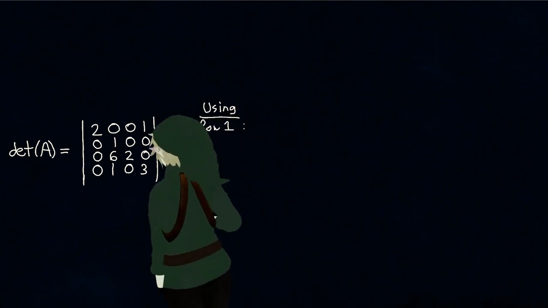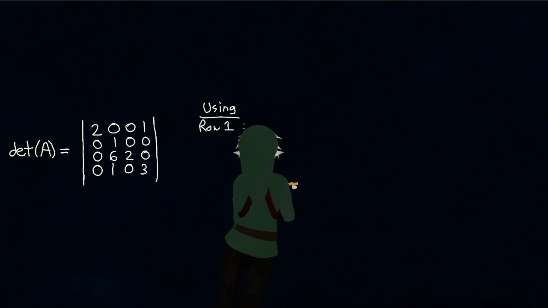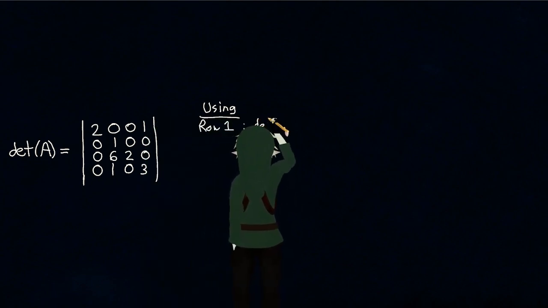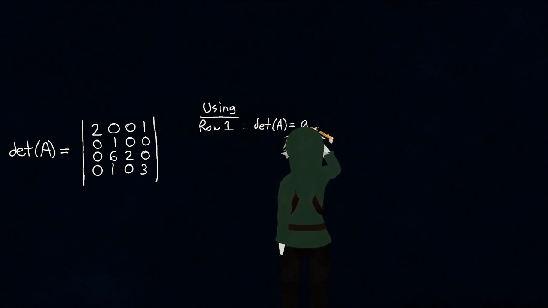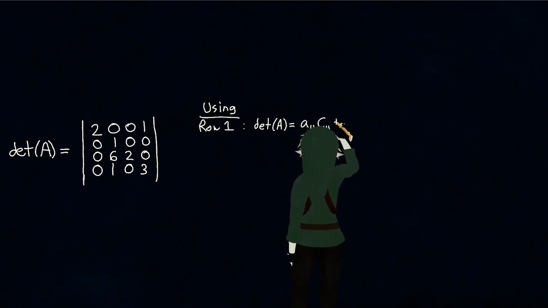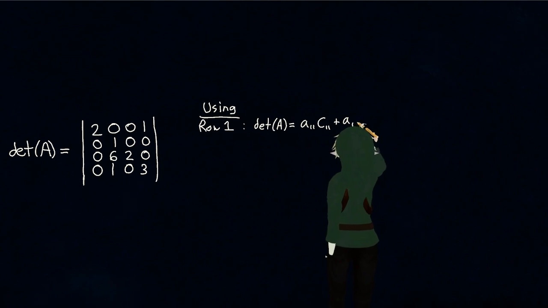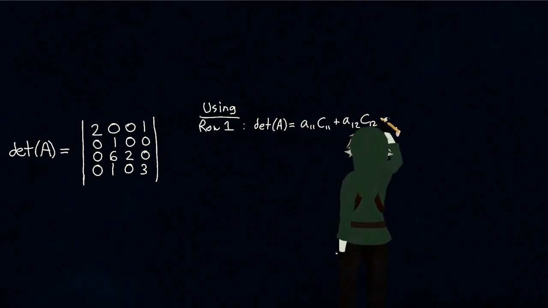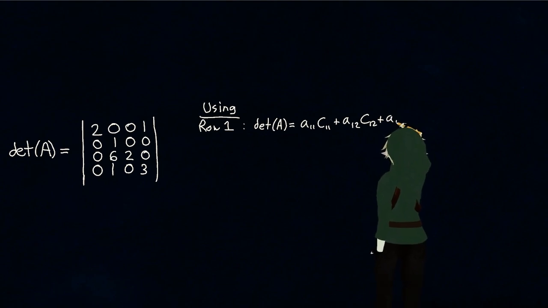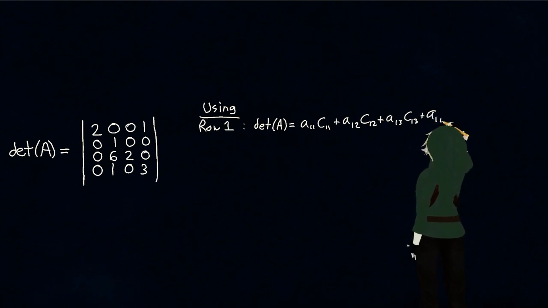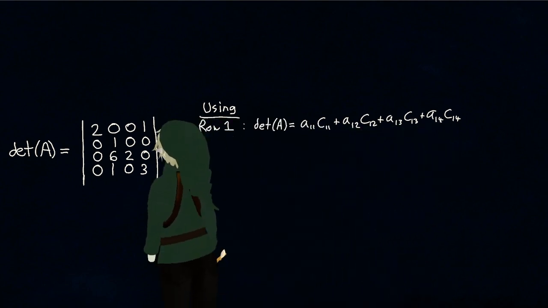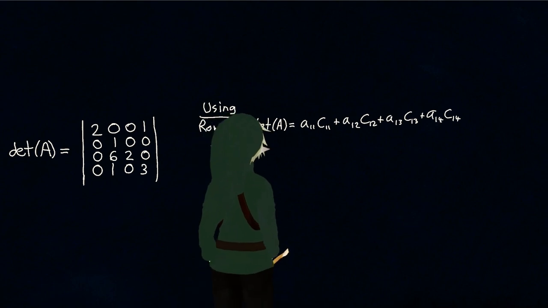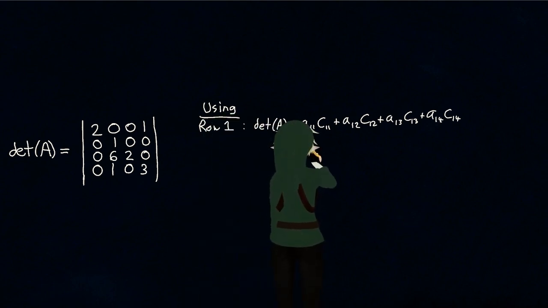When you're using row 1, your determinant looks like this. The determinant of A is equal to A11 C11 plus A12 C12 plus A13 C13, and then A14 C14. Now, what is our entry for A11? 2. So we have 2 C11.